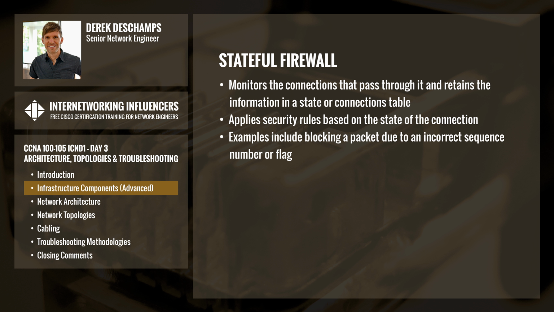A stateful firewall like the Cisco ASA monitors the connections that pass through it and retains the information in a state or connections table. This allows the firewall to apply security rules based on the state of the connection. An example of a stateful firewall's advanced filtering capabilities would be blocking a packet due to an incorrect sequence number or flag in the data stream.